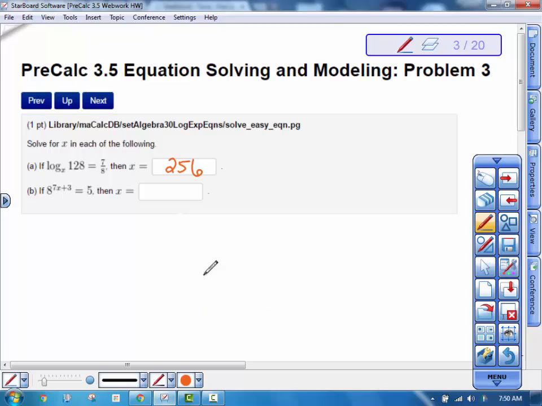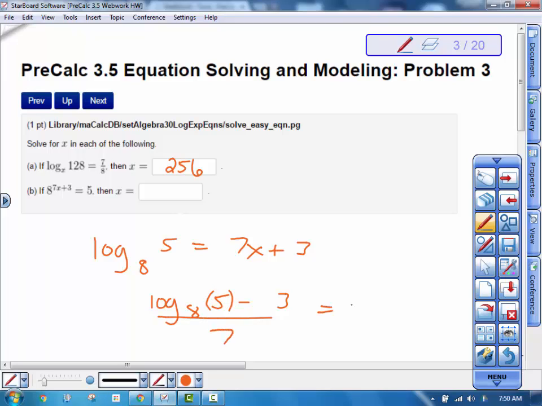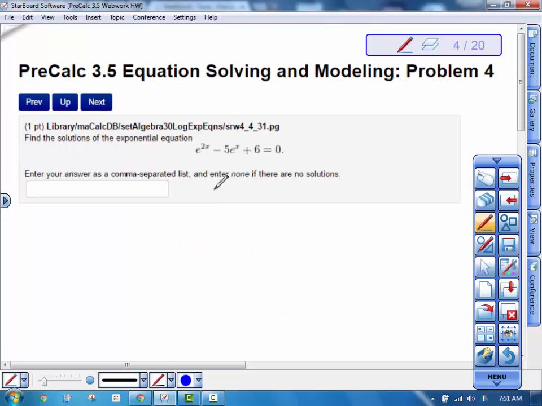This time we're going to change from exponential form into log form. So we have log base 8 of 5 equals 7x plus 3. So we're going to subtract 3: log base 8 of 5 minus 3. Make sure you know this is in parentheses. And then we're going to divide the whole thing by 7 in order to get x. This is something we can do in our calculator, and if we do, we get negative 0.318 approximately.